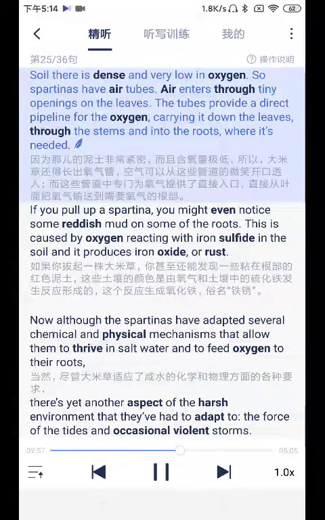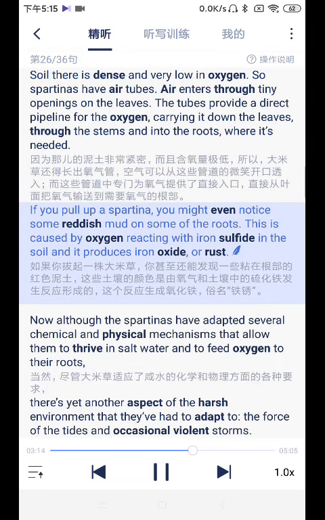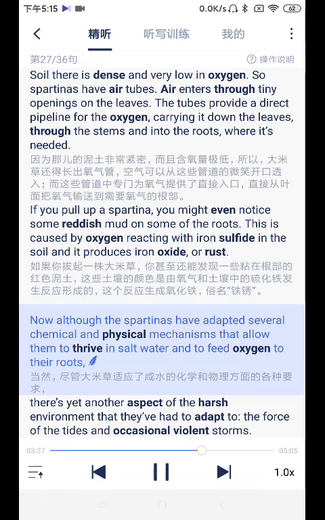Soil there is dense and very low in oxygen. So Spartinas have air tubes. Air enters through tiny openings on the leaves. The tubes provide a direct pipeline for the oxygen, carrying it down the leaves through the stems and into the roots, where it's needed. If you pull up a Spartina, you might even notice some reddish mud on some of the roots. This is caused by oxygen reacting with iron sulfide in the soil, and it produces iron oxide, or rust.